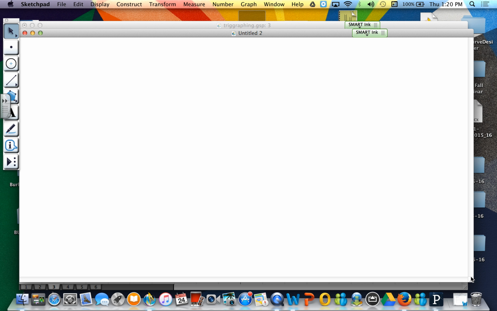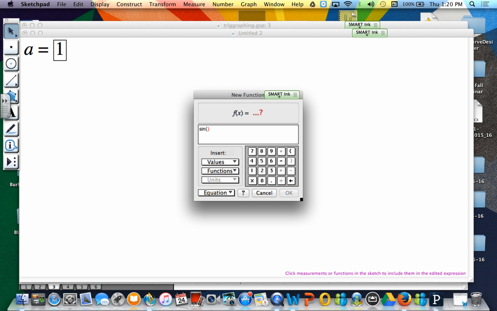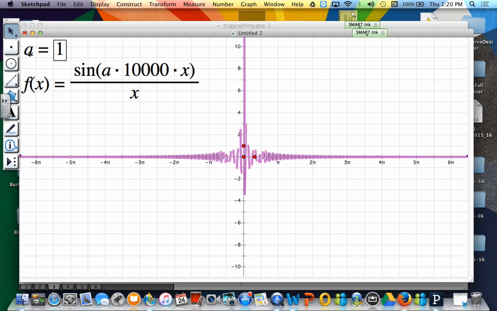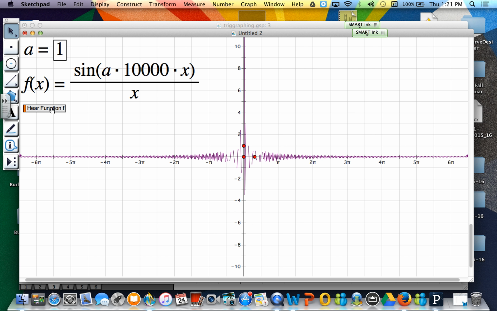There you go. Now, look at this, my friends. I could have something like A and a 1, and let's do something wild and wacky: A times 1000x. What's that going to look like? Okay, now I'm going to listen to that function. I'm going to select this function's graph, go to Edit Action Button Sound, and listen to this function. See? Just as Duncan stated, I'm increasing the frequency, and notice how it's getting higher.